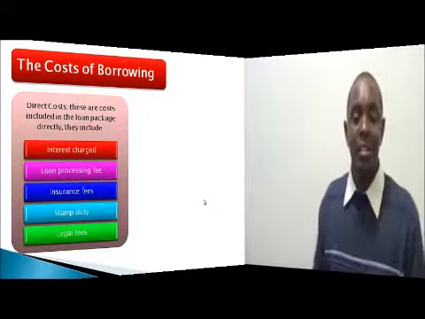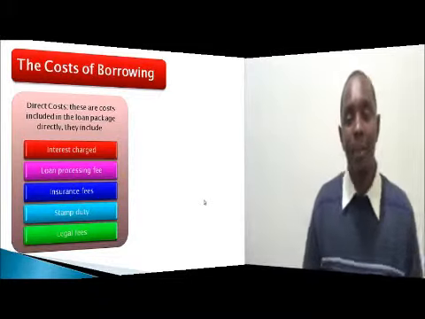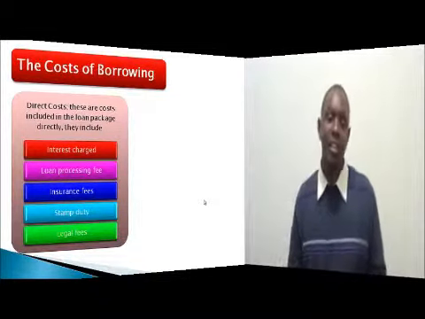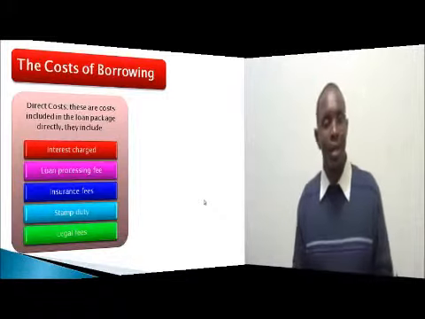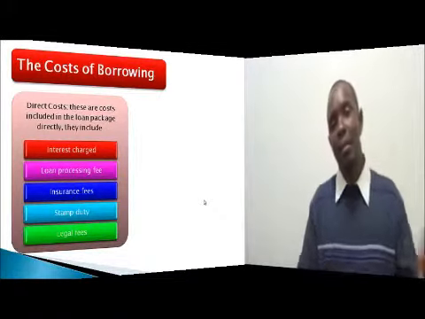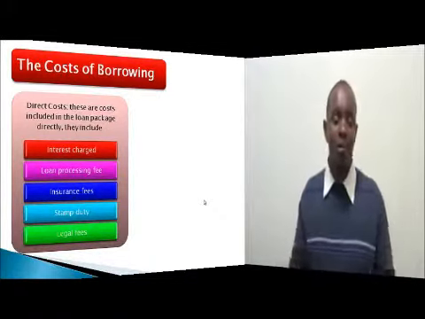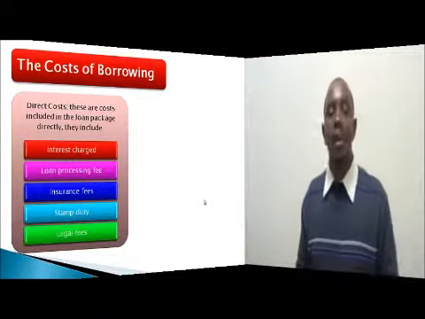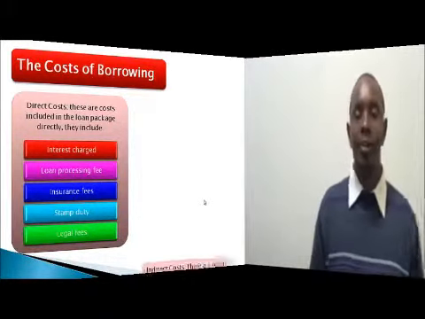So look at this whole cost. There is the interest that is charged. There is a loan processing fee. There is the insurance fee, which can be either for the life or for the property. We have a stamp duty, and we have the legal fees.